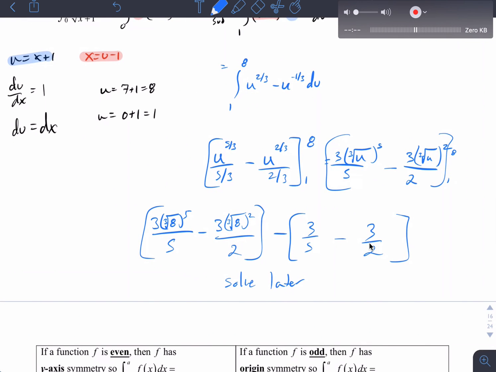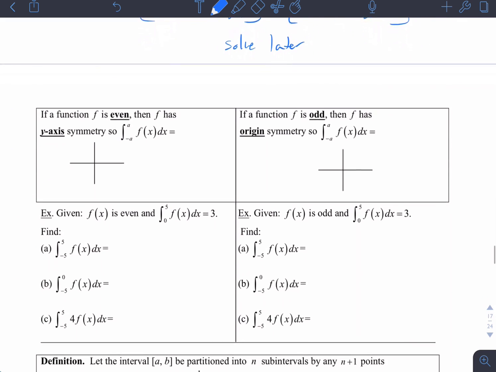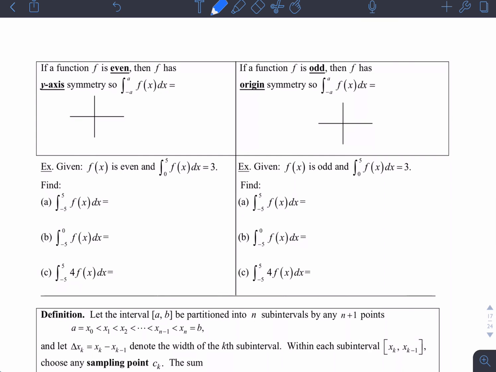It'll be a pain in the butt if it's a multiple choice without a calculator, but you should be able to handle it. So if you flip onto the next page, here we have some shortcuts. And they're really nice shortcuts.